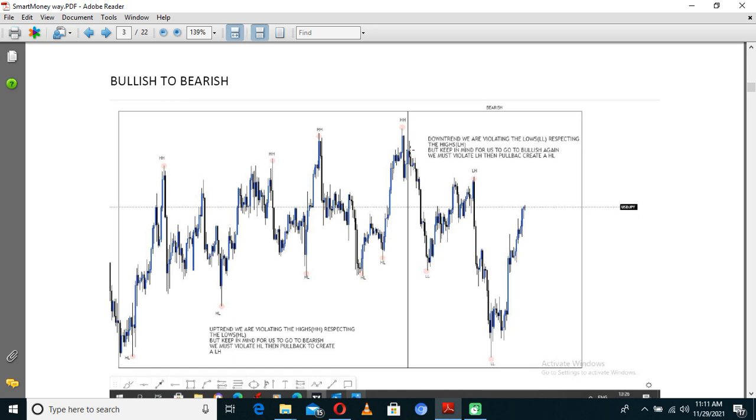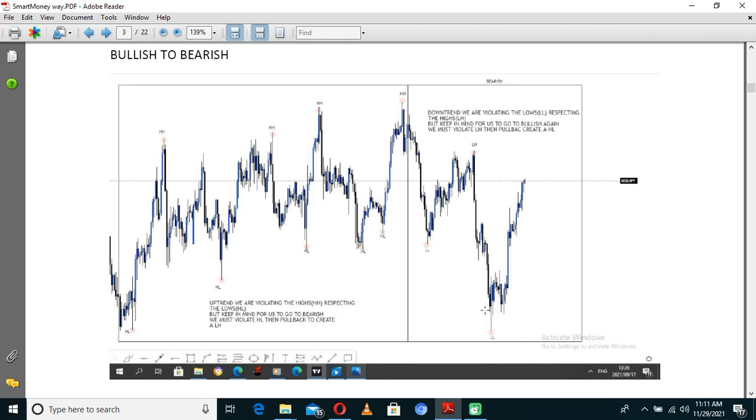As you can see, it is the opposite on a downtrend. You can see that the market violates the lows while respecting the highs. When the market comes here, it respects the high and violates the low. It's coming here to respect this high, and it will come and violate the low.